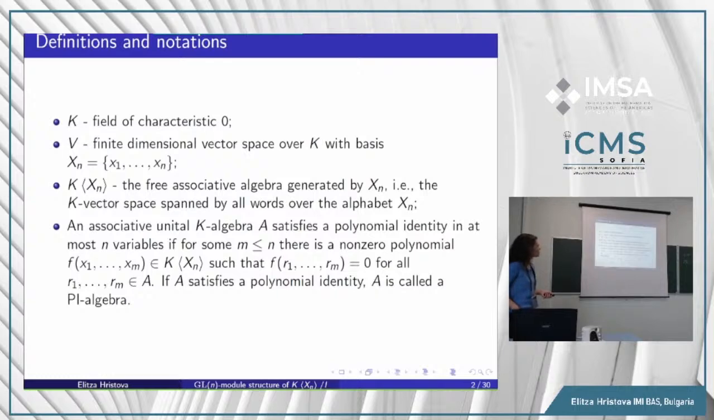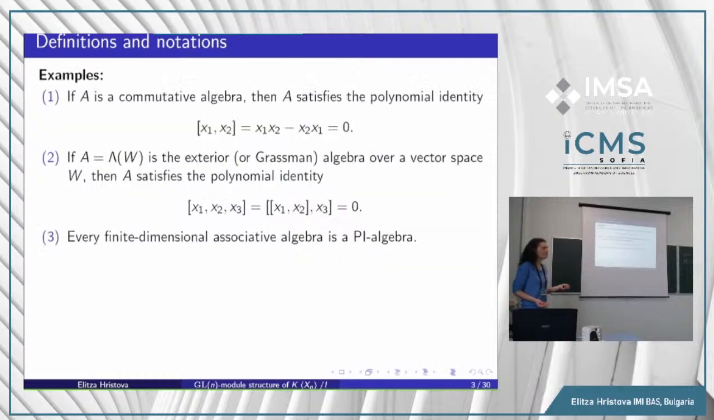Okay, and then we start with the first definition. We say that an associative unital K-algebra A satisfies a polynomial identity in n variables if there is some non-commutative polynomial from K⟨x_1, ..., x_n⟩ such that if we replace the variables with arbitrary elements from the algebra A, we get 0. So all the elements of the algebra satisfy this polynomial. And if A satisfies such a polynomial identity, then A is called a PI algebra.